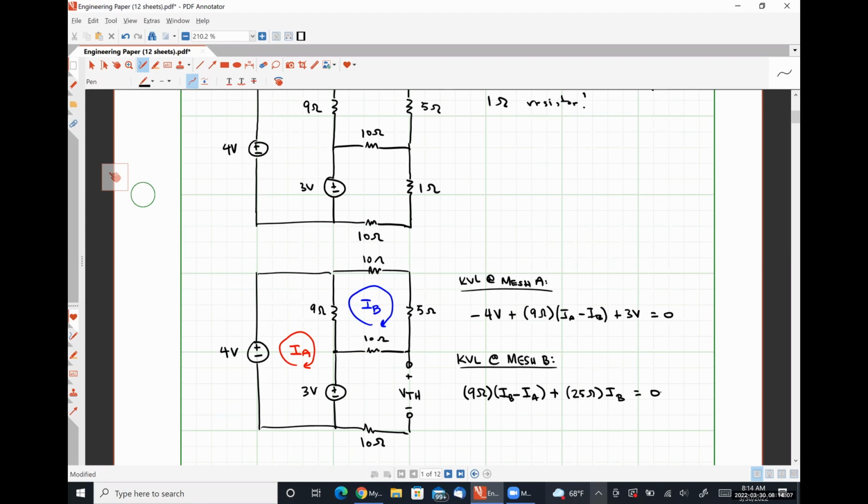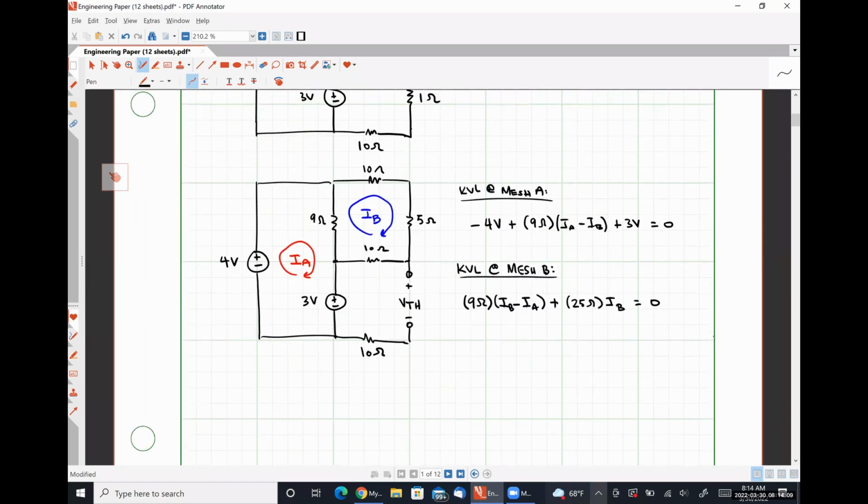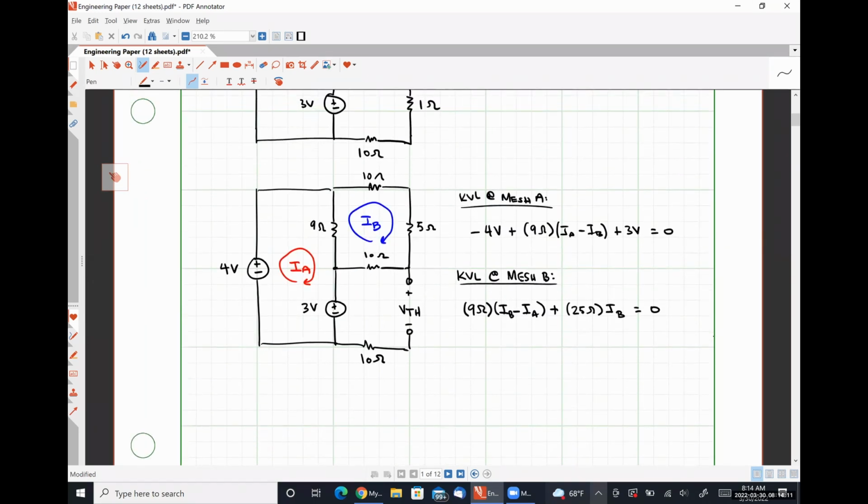Okay. So I have a simple 2-equation, 2 unknown system. So let's take a moment and solve this for IA and IB.